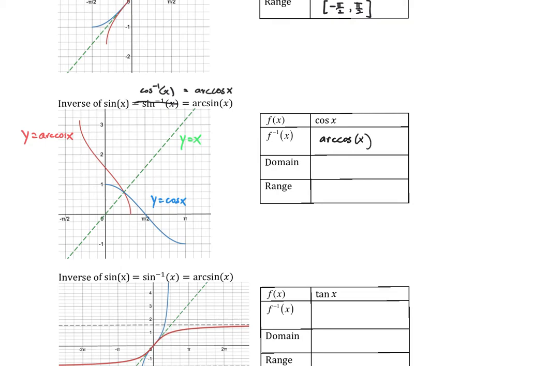The domain of this graph is going to be the range of the original graph. So the range of our original graph went from -1 to 1. That was the range of cosine. So that becomes the domain of arc cosine. And the range of arc cosine would be the domain of our original graph, which was the restricted cosine graph. So that was going to go from 0 to pi.